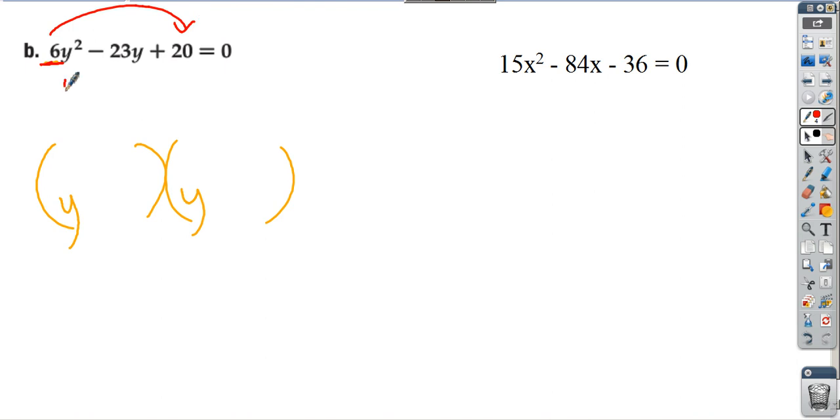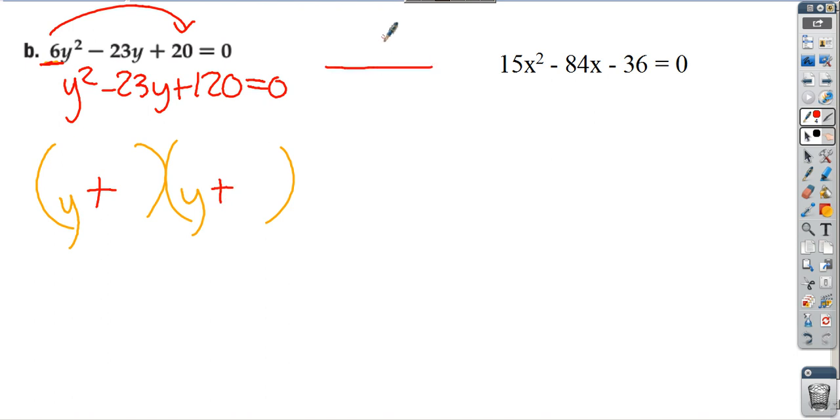So because I swung the 6 over, it's not there anymore. And 6 times 20 is 120. So now this problem that I just wrote is something that we know how to factor. We've done a bunch of those before. So we want numbers that multiply to positive 120. That means they both have to be positive. And add to negative 23.